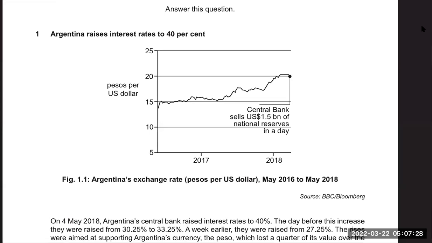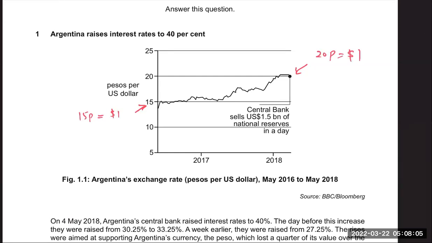And then they give you this graph where here you have pesos per dollar. Pesos is represented in terms of dollar. Pesos is the currency of Argentina, of course, and they are representing the exchange rate here over this time period. As you can see, it was 15 pesos per dollar, and it's gone to 20 pesos per dollar.